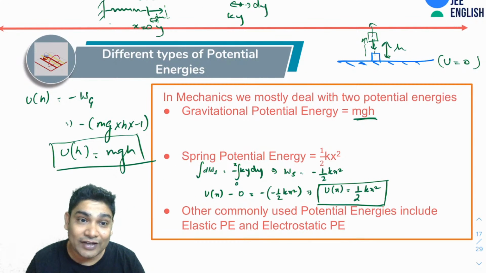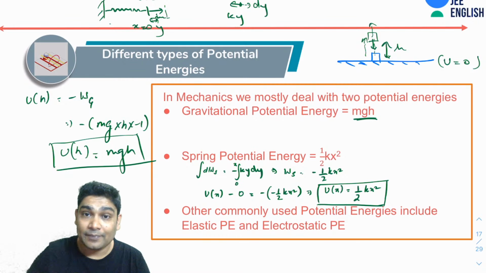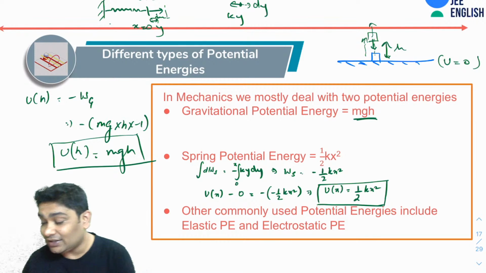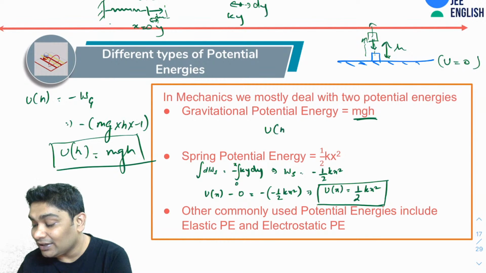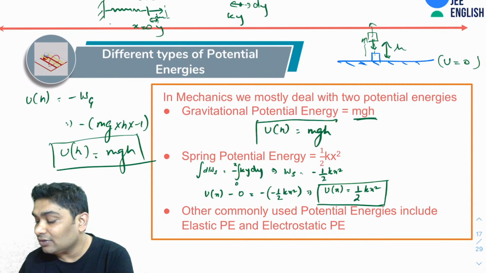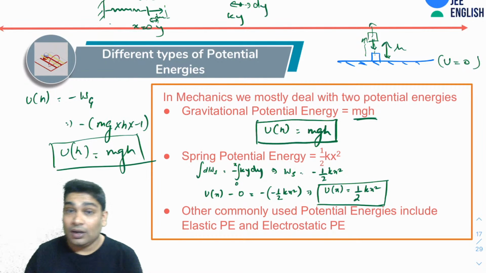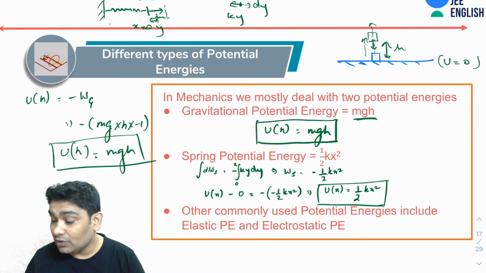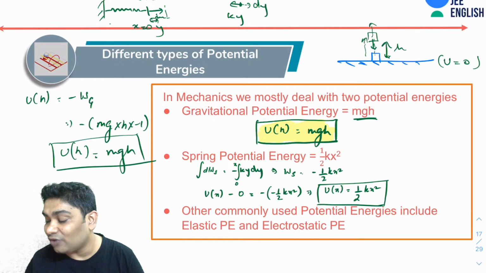Why are we getting a half kx square? This is the logic that we use. So these are the two potential energies that we will be using most commonly, so you should know the results. U at a height h is mgh, and similarly for a spring, the potential energy at an extension of x is half kx square. Rest of the energies, when we discuss those, then we will calculate how to find them. Right now, you just need to remember these two functions.